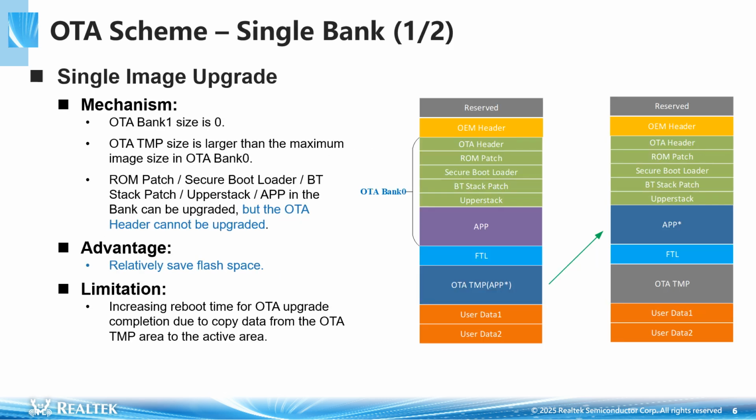Next, I will introduce the single bank scheme. The characteristic of this scheme is that the size of OTA Bank 1 is set to 0. To support upgrades, the size of the OTA temp area must be larger than the size of the largest image in the OTA bank. In this scheme, we can upgrade the ROM patch, secure bootloader, BT stack patch, upper stack, and app in the OTA bank. However, it is important to note that the OTA header image cannot be upgraded in this scheme.